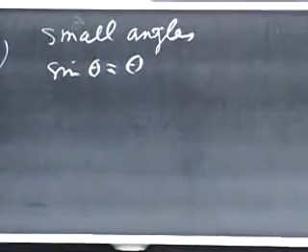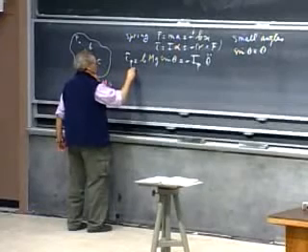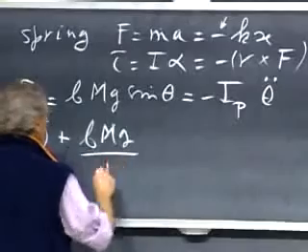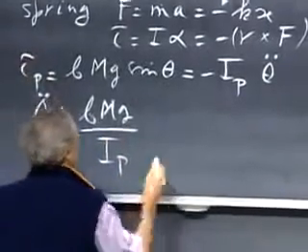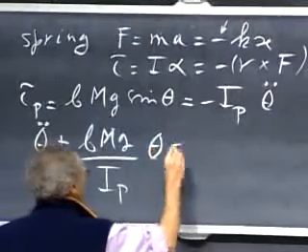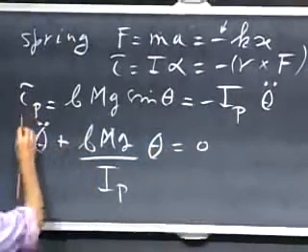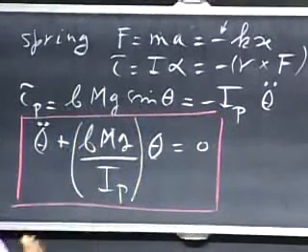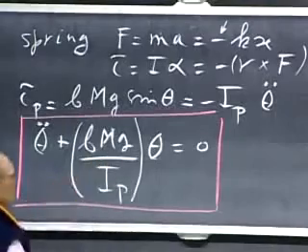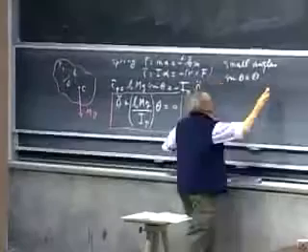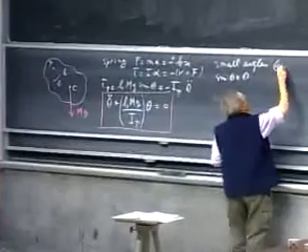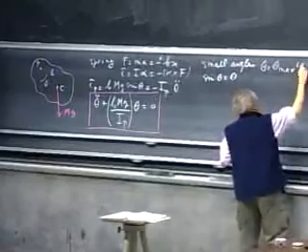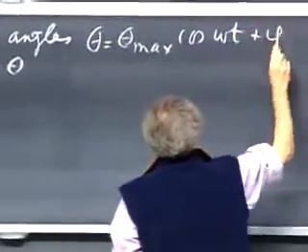And so I bring this all on one side, so I get theta double dot plus b mg divided by the moment of inertia about that point P times theta, now this is my small angle approximation, equals 0. And this is a well-known equation. It is clearly a simple harmonic oscillation in theta, because this is a constant. And so we're going to get as a solution that theta equals theta maximum, you can call that the angular amplitude, times cosine of omega t plus phi.